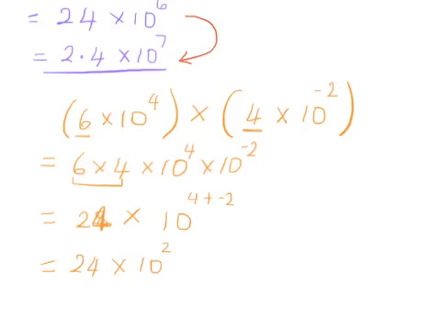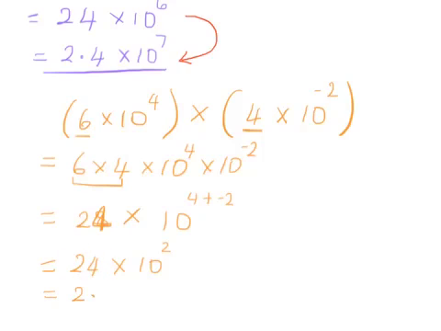Okay, so instead of the numbers going up, they come down this time. But all we're doing is following the laws of indices. Add the indices together. 4 add minus 2 is the same as 4 take away 2, which is 2. And then we must always say to ourselves, is this final answer in standard form? It isn't, because this number here is 24, and it's not between 1 and 9. So we must make it between 1 and 9.